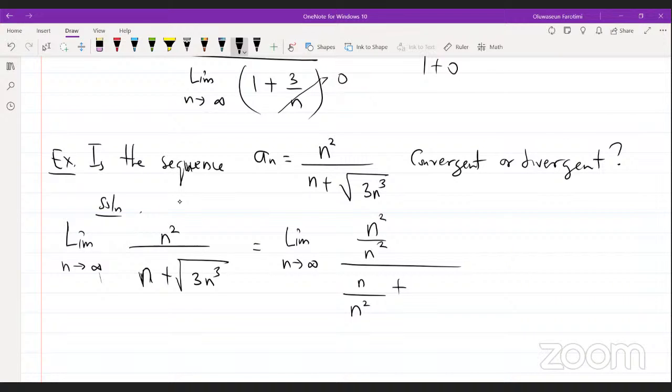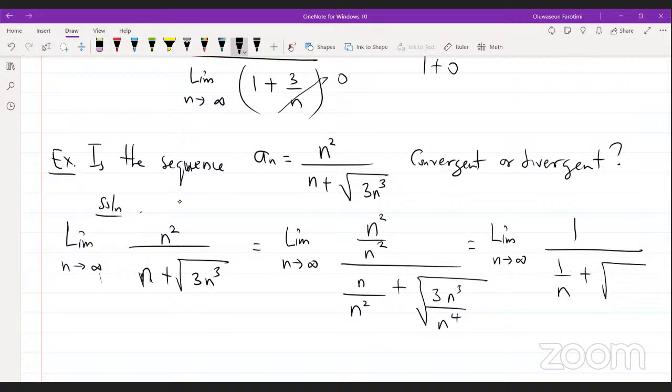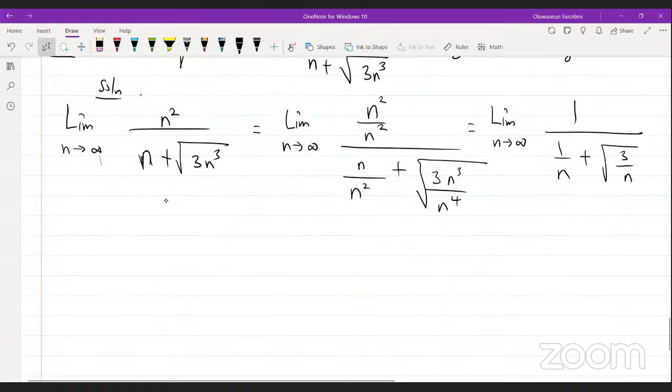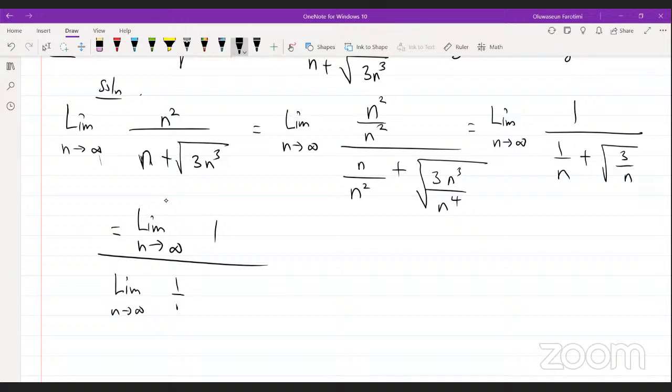Now, when n squared gets into the square root, what happens? It becomes n to the 4th. So 3n cubed divided by n to the fourth. Okay, now let's see, this becomes the limit as n goes large. You have 1 on the top divided by 1 over n plus the square root of 3 over n. Now this is division, right? I can still apply the limit law. The limit as n goes large of 1 divided by the limit as n goes large of 1 over n plus the square root of 3 over n.